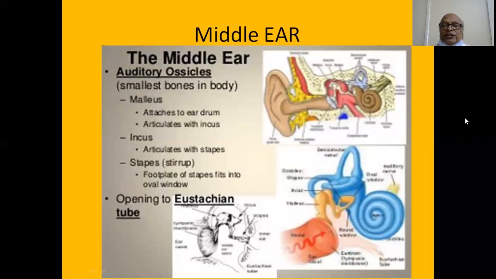The middle ear contains 3 bones. They are the smallest bones in the body. The first bone is called malleus, the second bone is incus, the third bone is stapes. Malleus looks like a hammer, whereas incus looks like an anvil, and stapes looks like a stirrup.